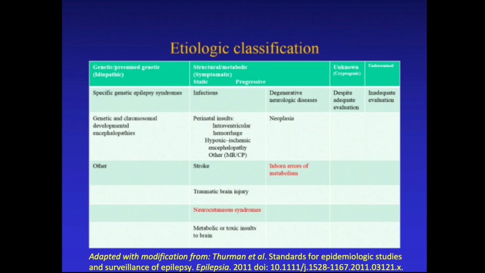You shouldn't be afraid to say that I don't know. I don't have enough information. In many areas, you're never going to get enough information. So one can make a distinction, and I think the distinction here is unknown is despite adequate evaluation, undetermined means that you don't have an adequate evaluation.